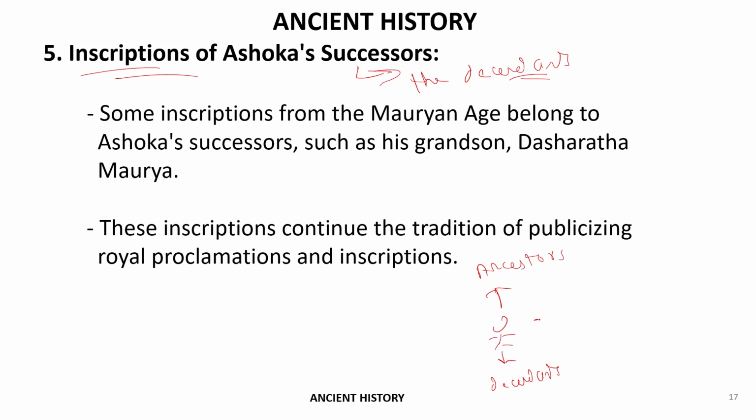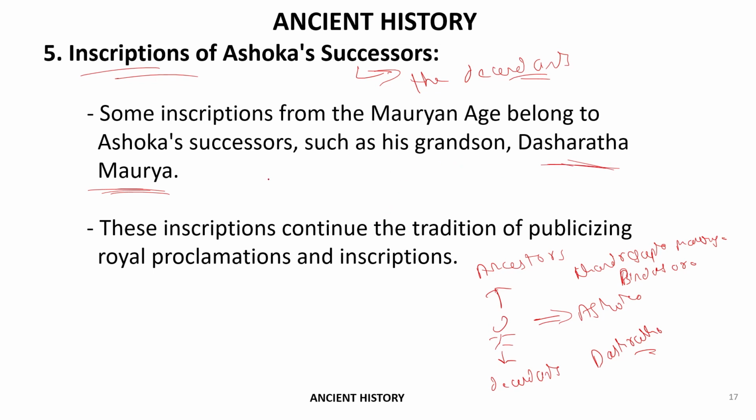Okay. So in this scenario, if this person is Ashoka, then his ancestors were Chandragupta Maurya. Okay. Then Bindusara. And his descendant was Dashrath. Okay. Remember, this Dashrath was Dashrath Maurya. He was not the father of Rama. Okay. So just make the difference. Do not get confused. Okay. So, such as his grandson Dashrath Maurya.